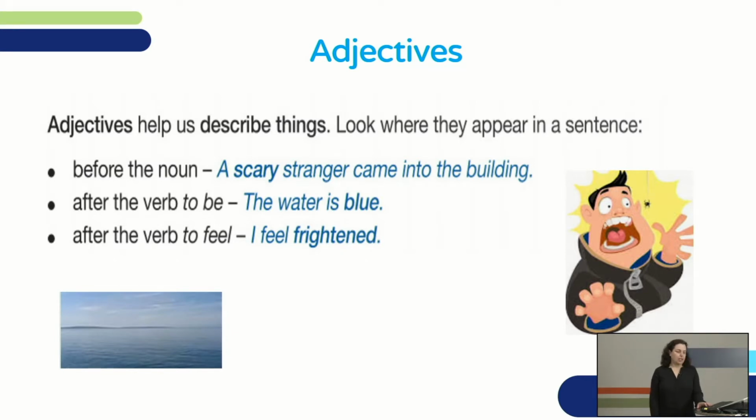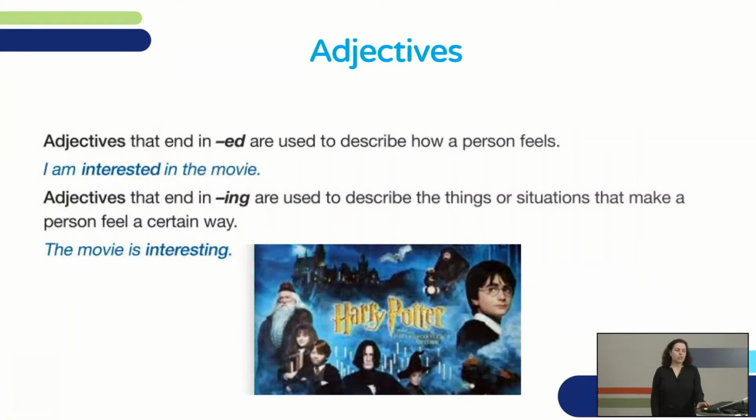It can also be after the verb to feel. For example, I feel frightened. Sometimes I feel frightened about this coronavirus, but I keep cool, I keep zen. So it's after the verb to feel. I feel frightened, with ed. Adjectives that end with ed are used to describe how a person feels.